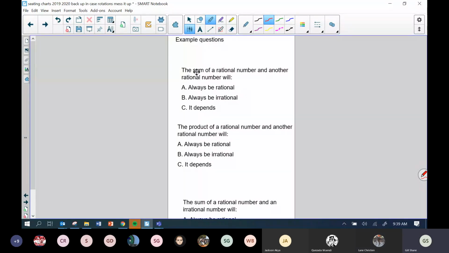What does sum mean? What kind of problem is that? Yeah, that means the answer to an addition problem. Yep, the sum is the answer to an addition problem. So it's basically saying the sum, or the answer, of a rational number and another rational number plus another rational number will be what? So I want you to type in real quick into the chat what your answer would be. We already did this, so you might remember, but just a little bit of review.